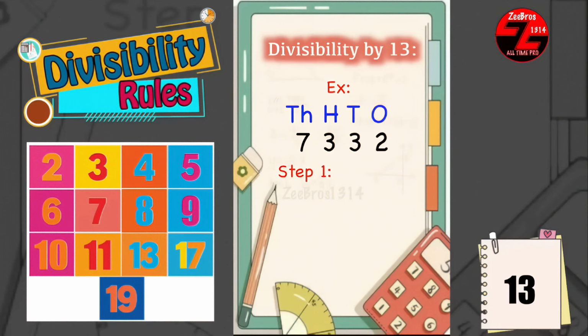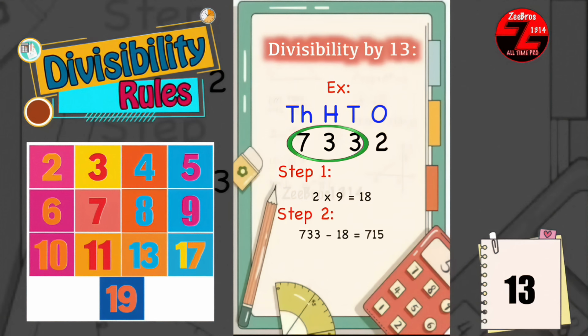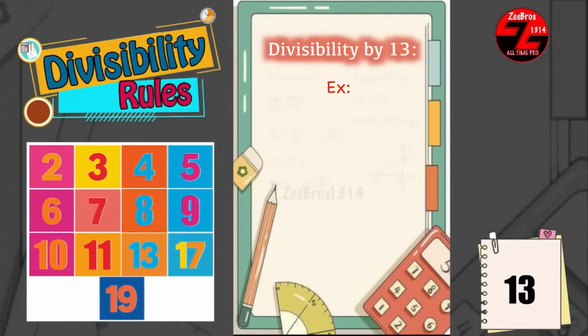7332. First, take the last digit of the number, that is 2. Multiply it by 9. It will become 18. Now, subtract 18 from 733. It will become 715. This number is still a big number. We can't identify if it is divisible by 13 by simply looking at it. So, we have to repeat the two-step procedure with 715.